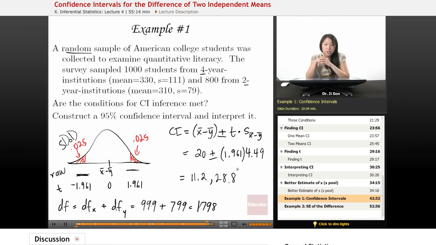And now we have to interpret it. This is the hardest part for a lot of people. We have to say something like this. The true difference between the population means 95% of the time is going to fall in between these two numbers, or we have 95% confidence that the true difference between the two population means falls in between these two numbers.